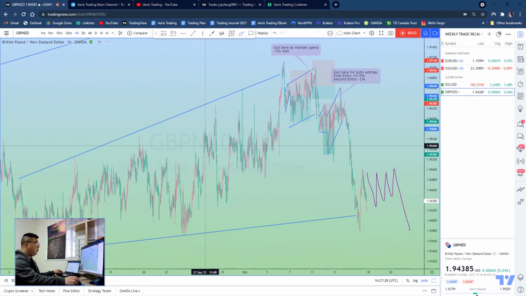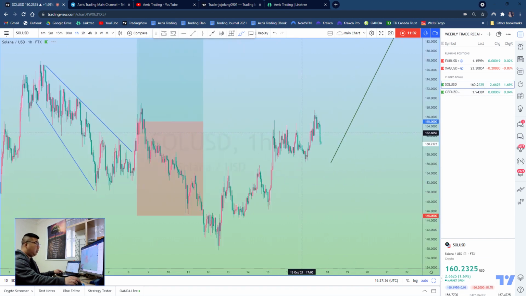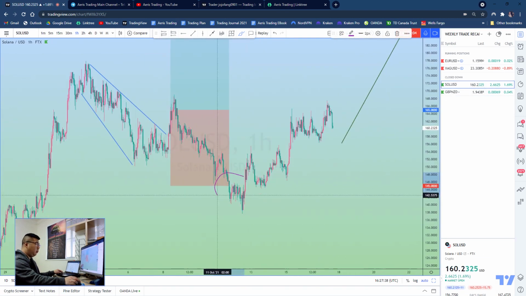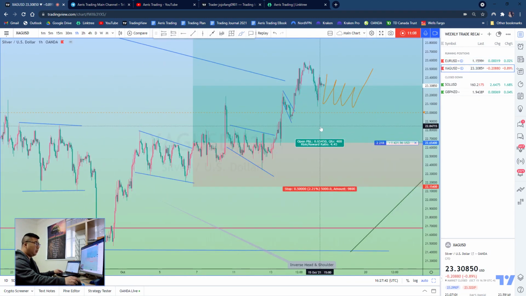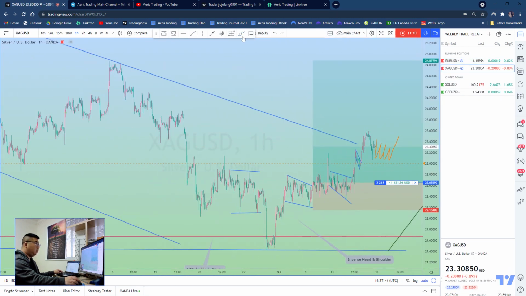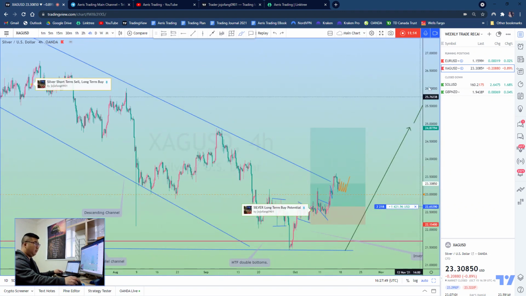So to recap everything: Pound Kiwi here, there were 3 entries on this same potential sell, ending up taking about a 1.5% loss. Solana here was the entry that I entered, ending up with a 1% loss. Silver is a trade that's still running right now. I think it's running about close to 1.3% or so. We'll be looking for a scaling position here if it fixes.